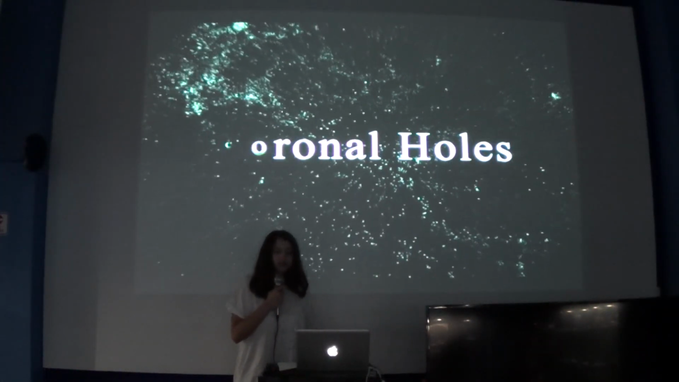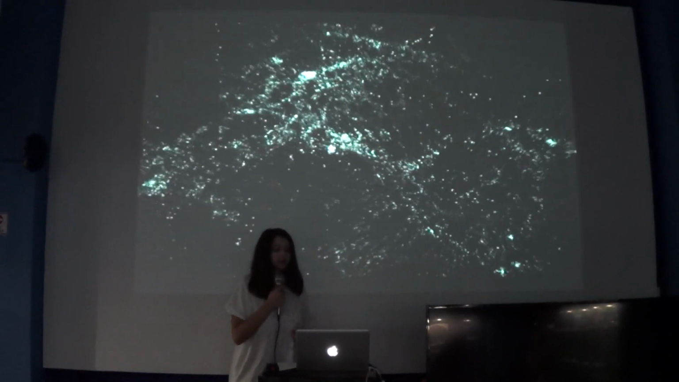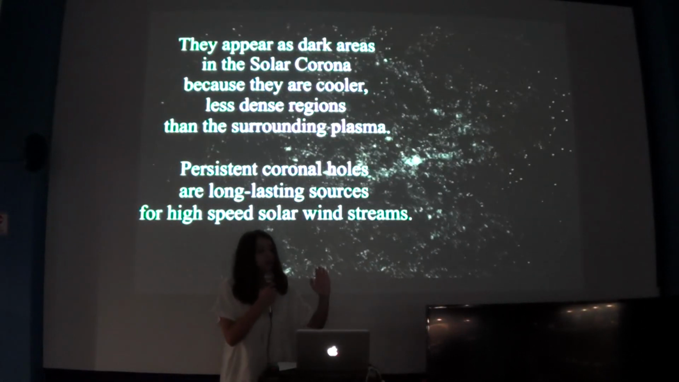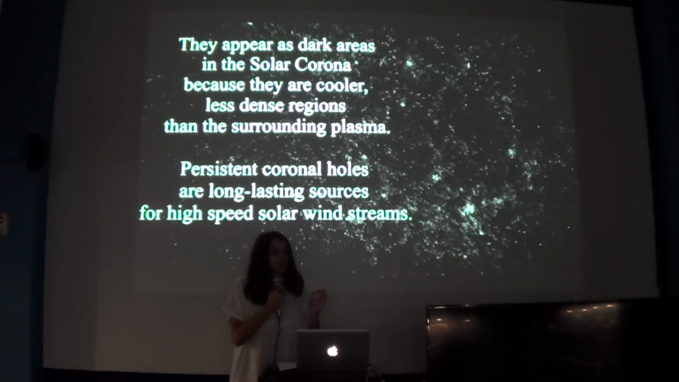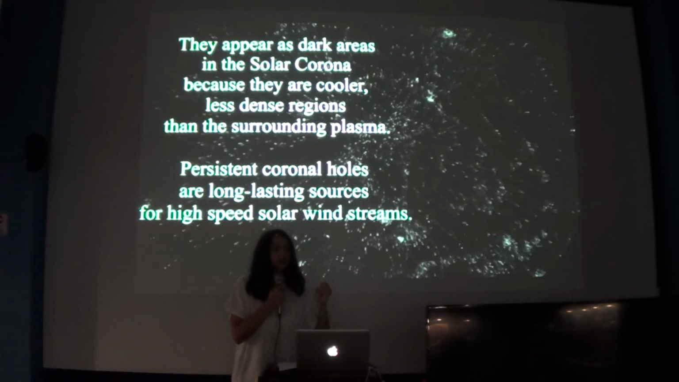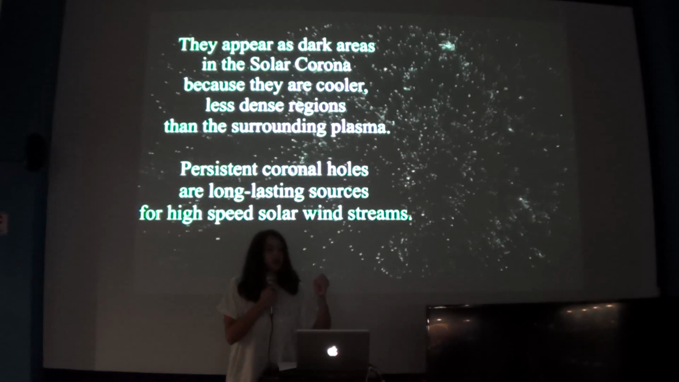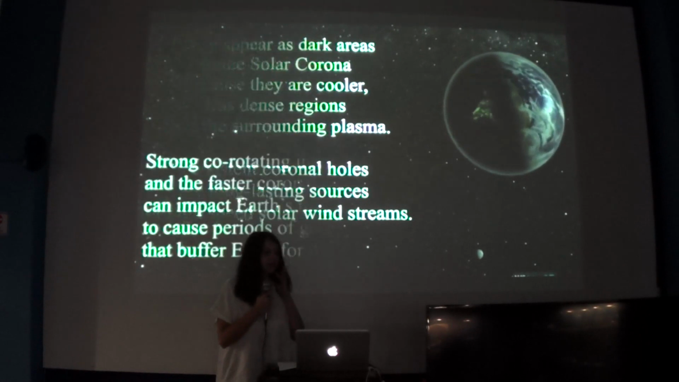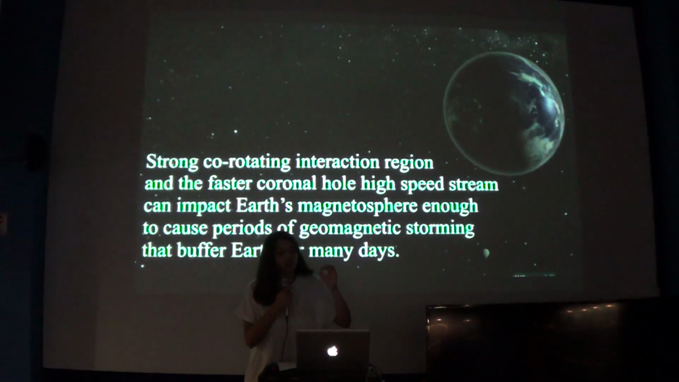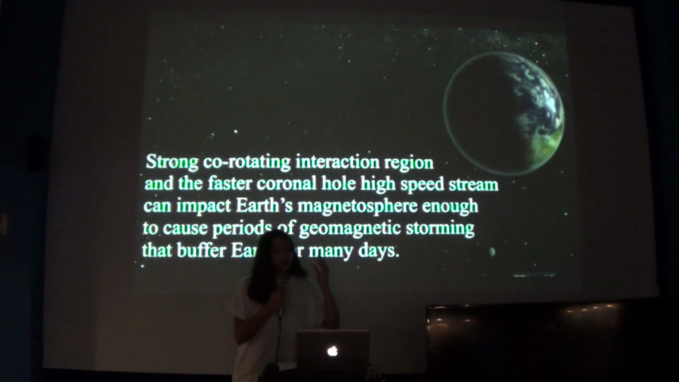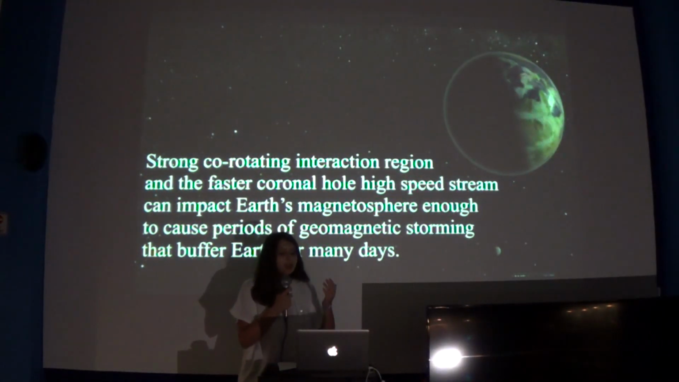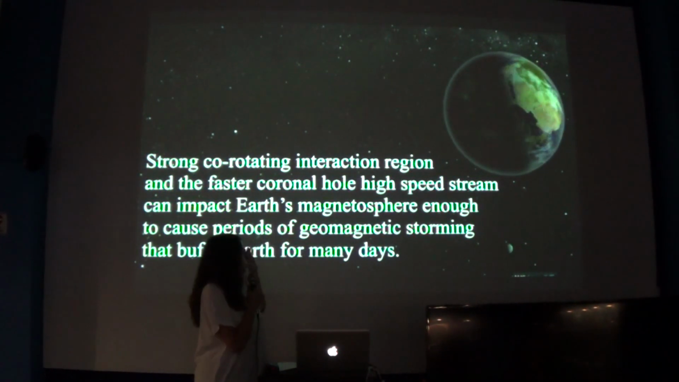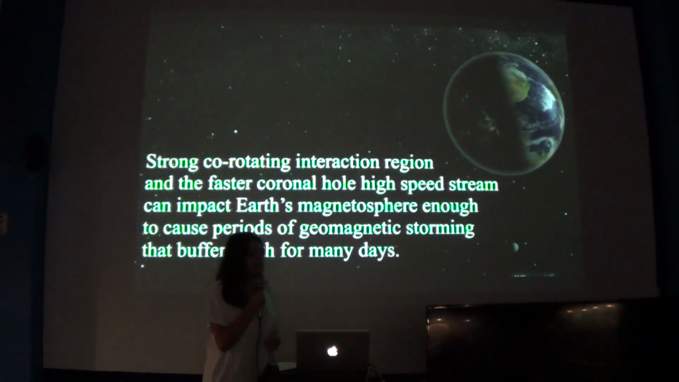Coronal holes. They appear as dark areas in the solar corona because they're cooler, less dense regions than the surrounding plasma. Persistent coronal holes are long-lasting sources for high-speed solar wind streams. Strong co-rotating interaction regions and the faster coronal hole high-speed stream can impact Earth's magnetosphere enough to cause periods of geomagnetic storming that buffet Earth for many days.